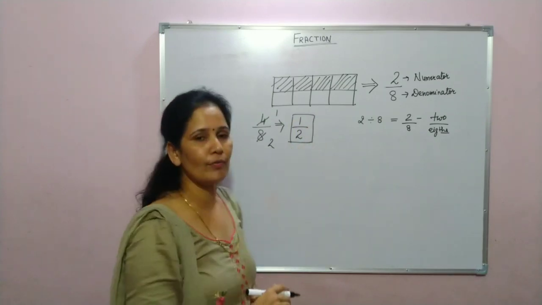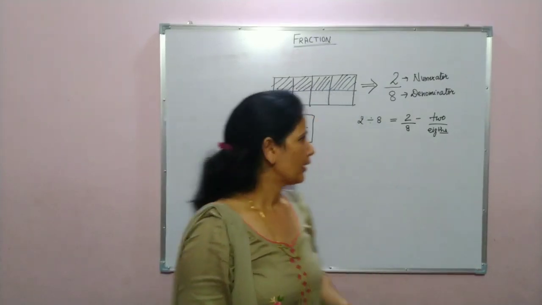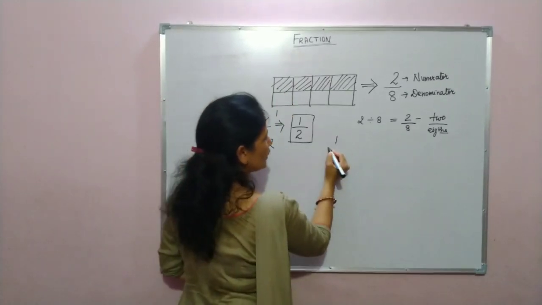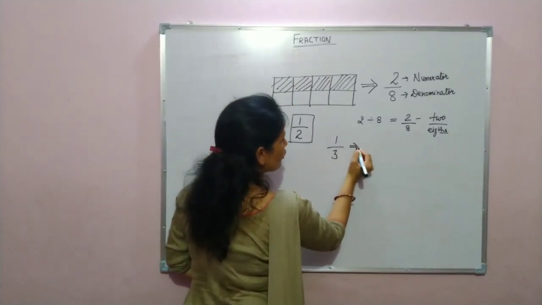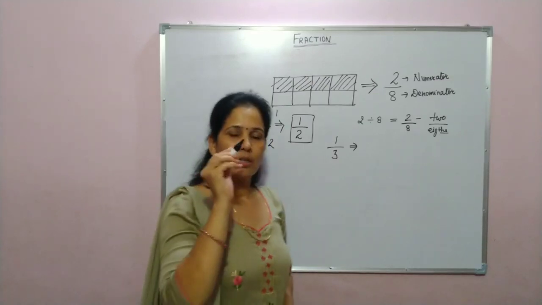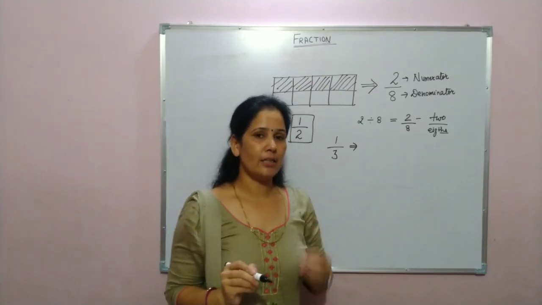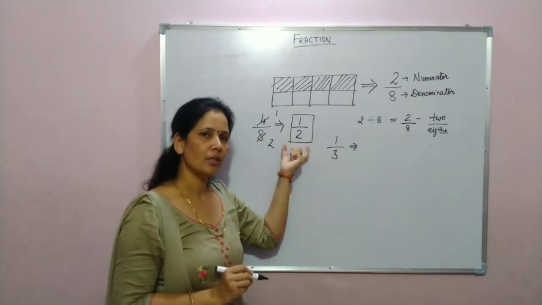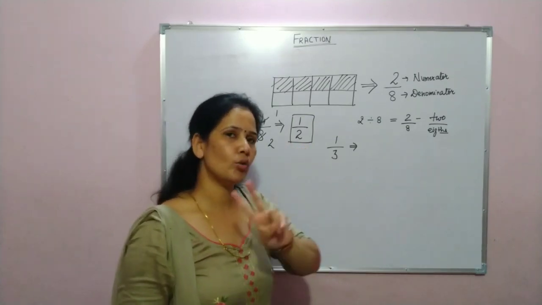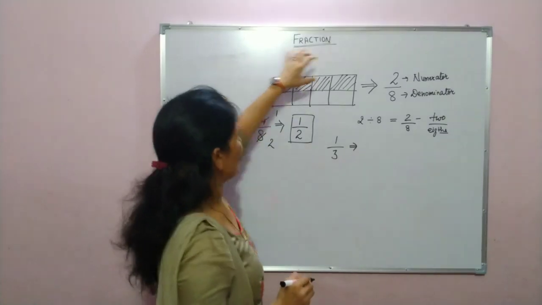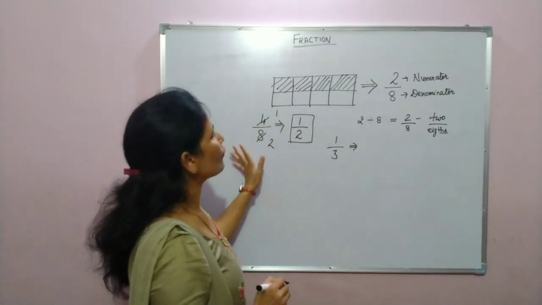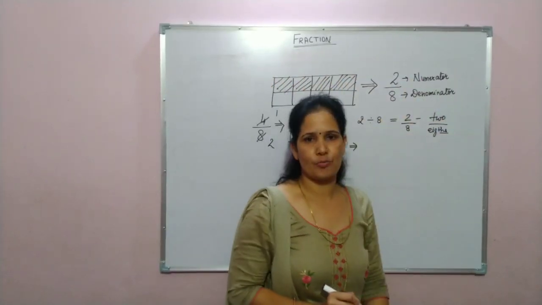So what do we call this? Half. If we write 1/3, it shows that the whole is divided into 3 equal parts. If we write 1/2, that means the whole is divided into 2 equal parts. That means half is shaded and half is unshaded. So we have discussed the fraction basics.